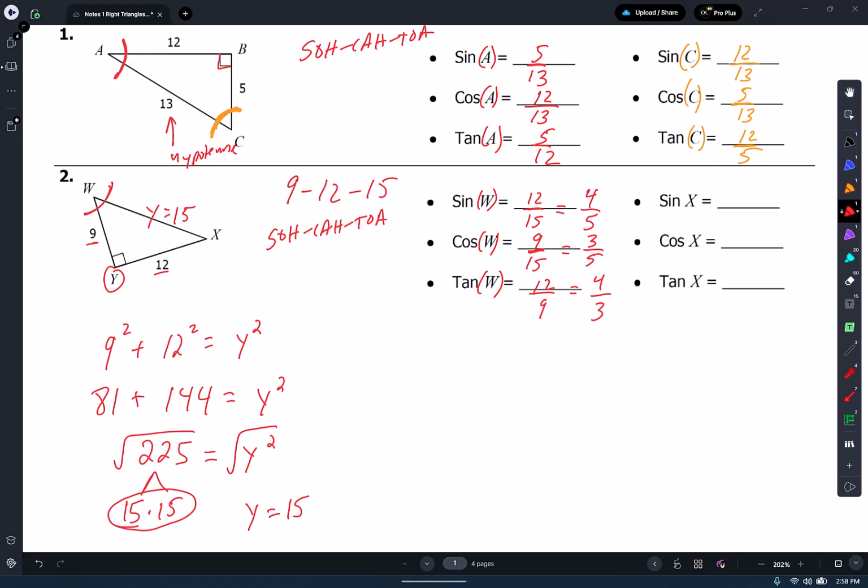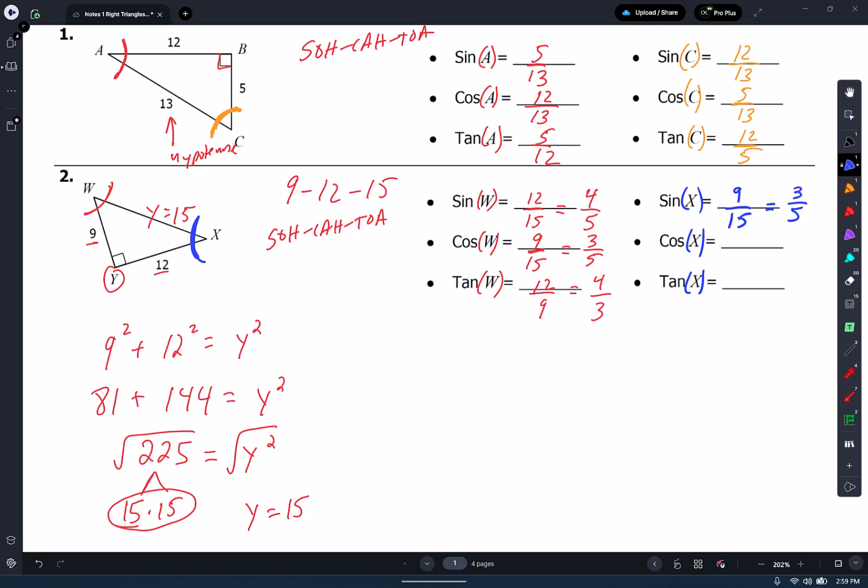How are we feeling, guys? Okay, I'm going to change my colors. I'm going to exaggerate it on the X. So here's my X. All right, here we go. Sine X. Sine is opposite over hypotenuse. What am I going to write? 9 over 15. Again, 3 goes into 9 how many times? So 3 over 5.